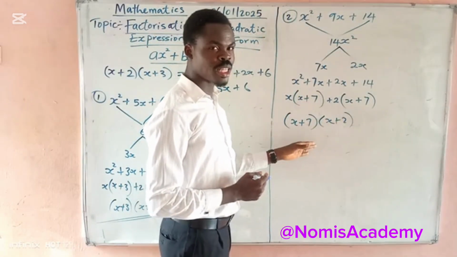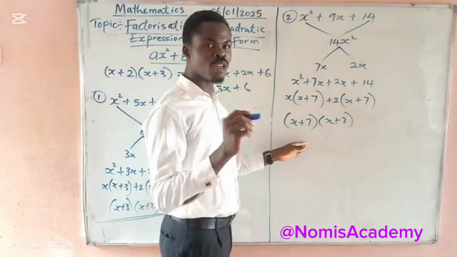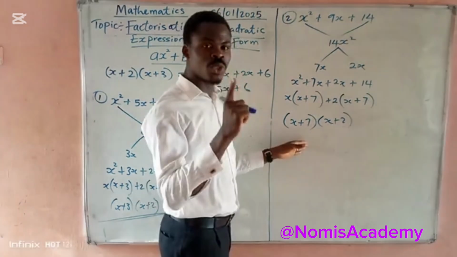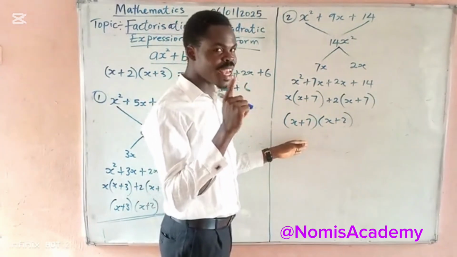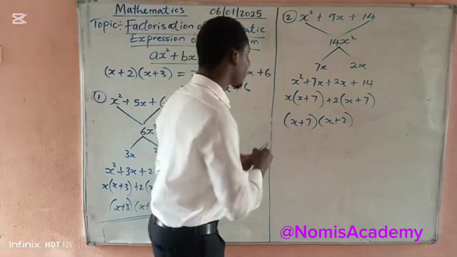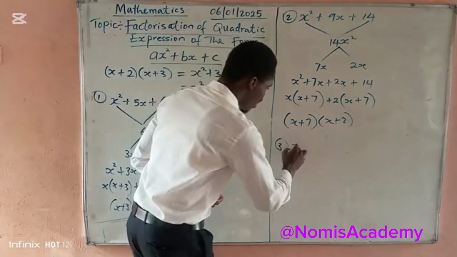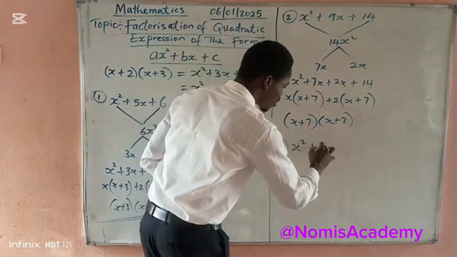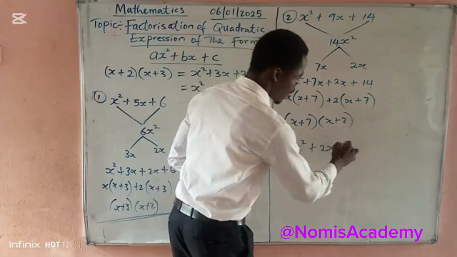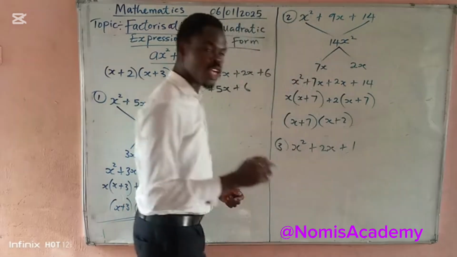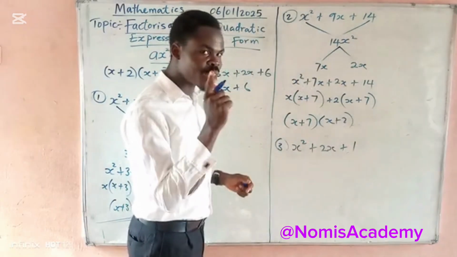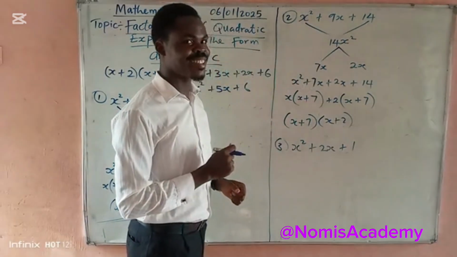I hope you understand that. Alright, I'm going to drop one problem for you to solve, and then I would like to get the feedback from you. Thank you. Now solve this for me. X squared plus 2x plus 1. You will solve this and then you will give me your feedback. Thank you.